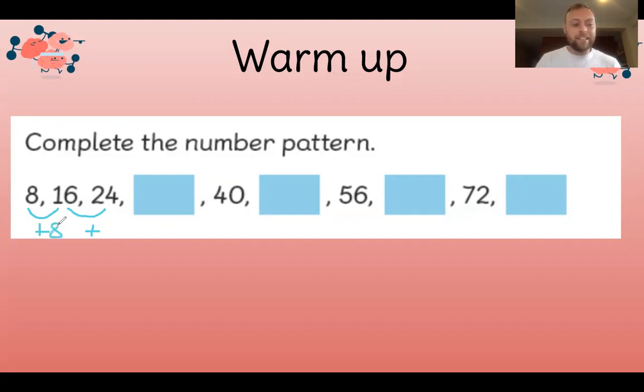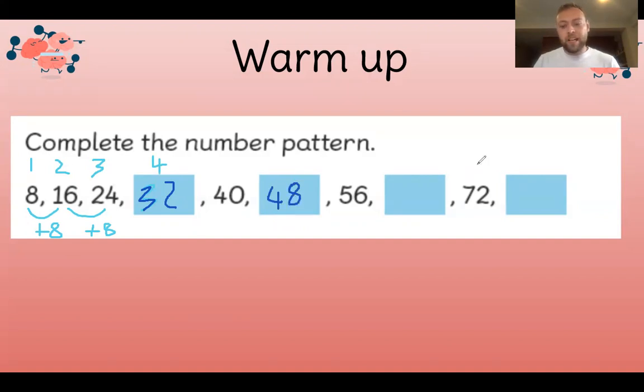Excellent, we're adding 8 each time. This is 1 lot of 8, 2 lots of 8, 3 lots of 8, 4 lots of 8, and so on. So what is 4 times 8? Well, let's add 8 to 24. So can you do that for me now? 24 add 8 should give us 32. If we add 8 to 40, we've got 48. That was a nice simple one.